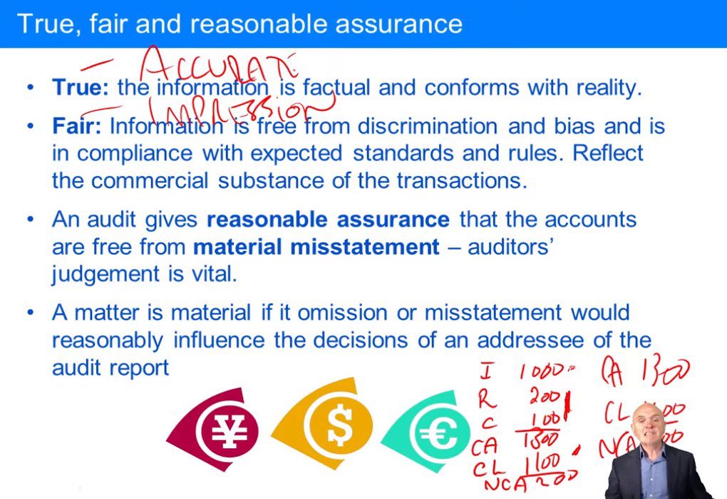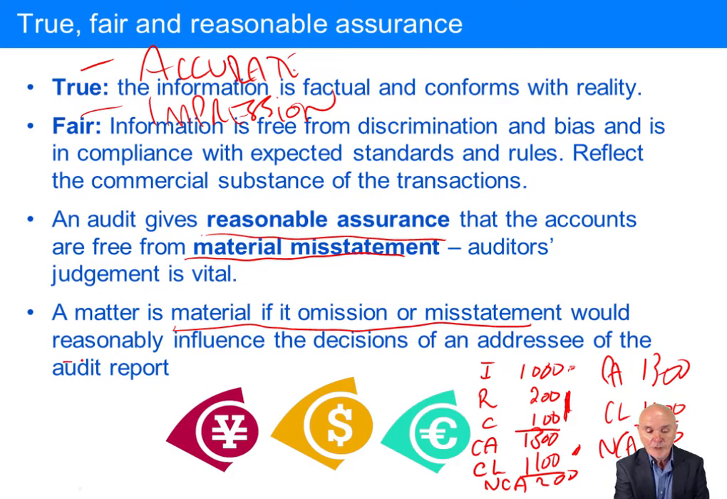An audit gives reasonable assurance that the financial statements are free of material misstatements. And we have to think of what material means here. Remember, it's reasonable assurance, it's no guarantee, but a matter is material if its omission or misstatement would reasonably influence the decisions of an addressee of the audit report. And an addressee of the audit report is typically a member of the company, a shareholder.